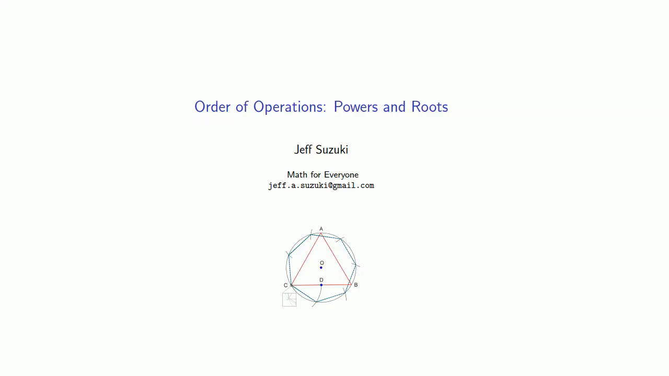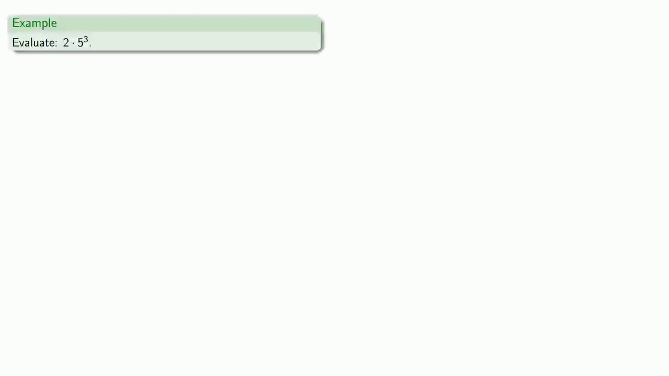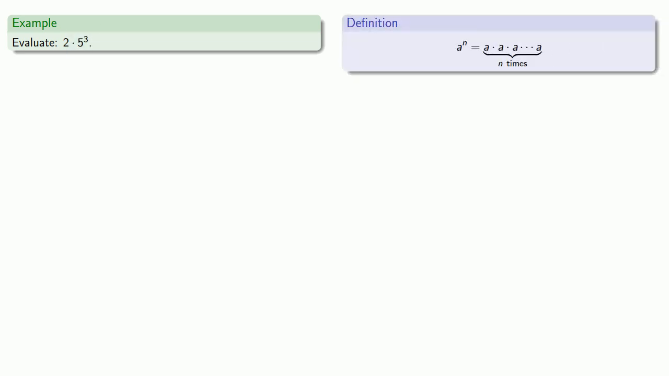So powers and roots occupy a strange place in the order of operations. Let's consider an expression like 2 times 5 to the power 3. Now, definitions are the whole of mathematics, all else is commentary, so it'll be helpful to remind ourselves what we mean when we write 5 to the power 3. And remember that a to the power n is the same as a multiplied by itself n times.